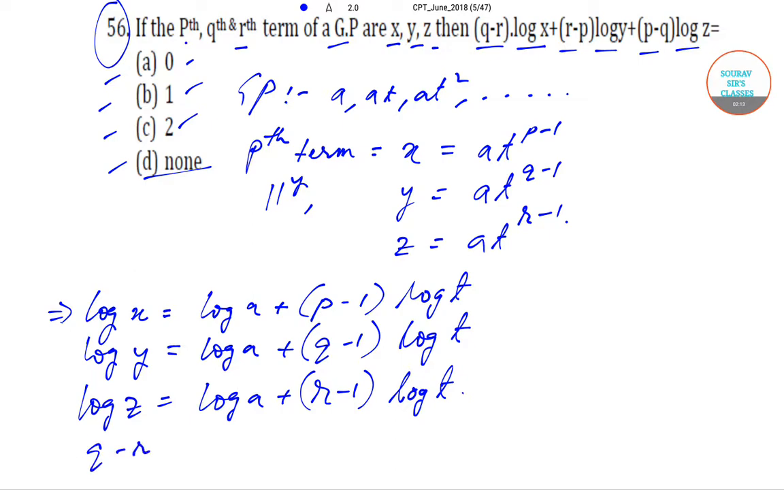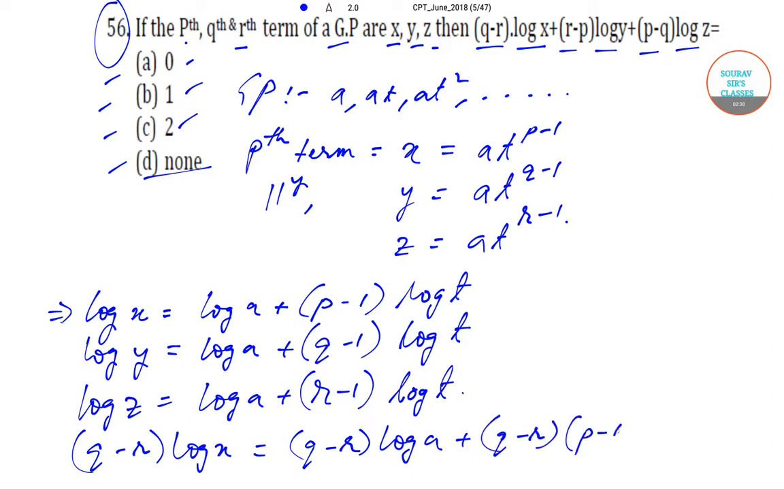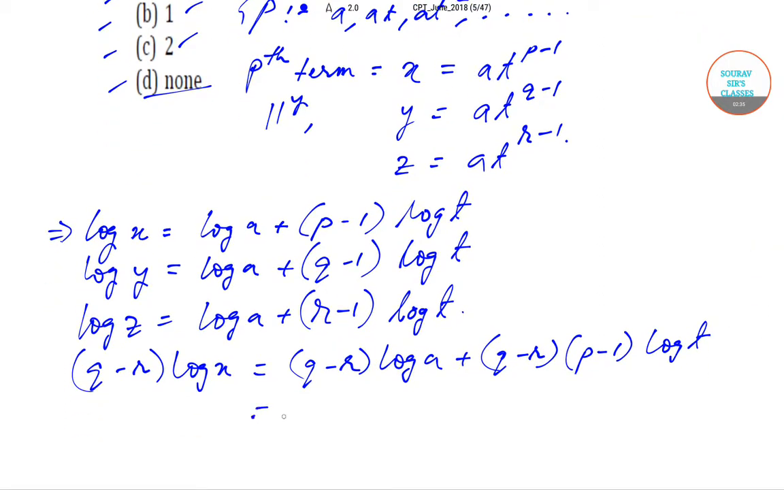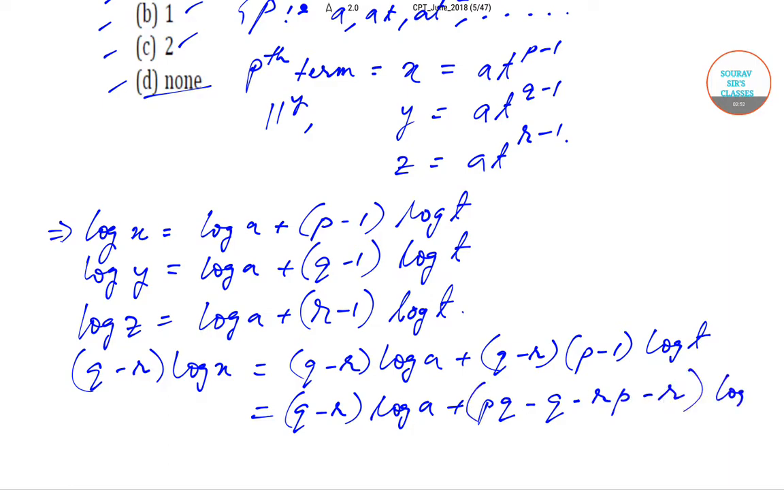q minus r into log of x. So this will be q minus r into log of a plus q minus r into p minus 1 into log of t. So this will ultimately give us q minus r into log of a plus pq minus q minus rp minus r, multiplied by log of t.